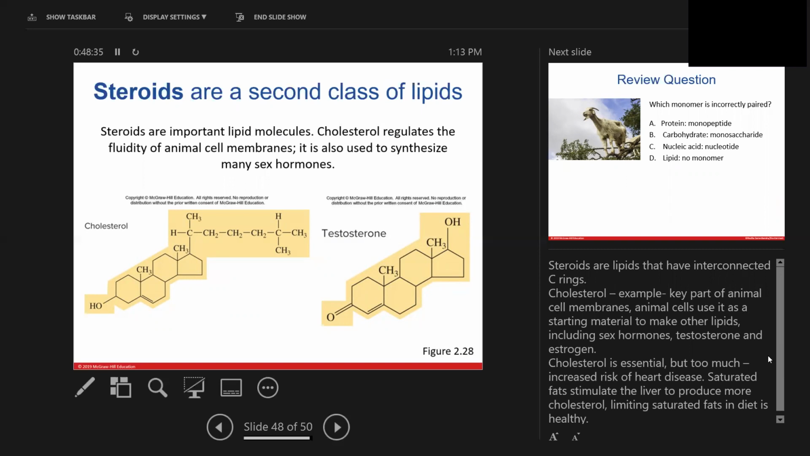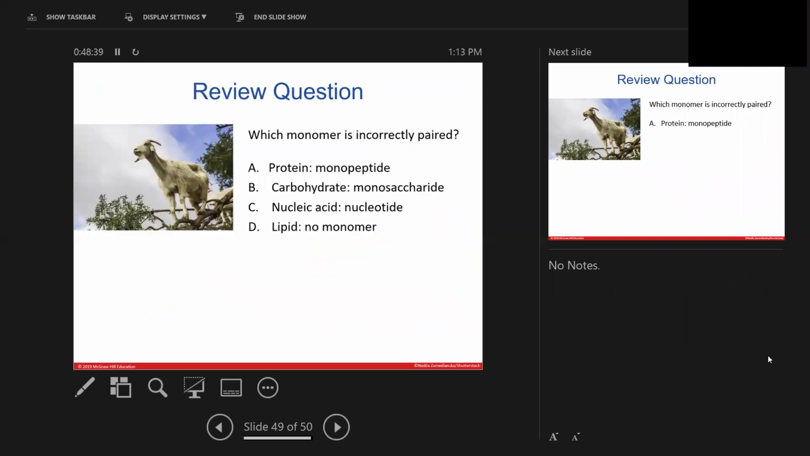All right, so we have one more review question, and then I should be able to get you guys out of here. Quick review question. Which monomer is incorrectly paired? A, protein and monopeptide. B, carbohydrate and monosaccharide. C, nucleic acid and nucleotide. Or D, lipid and no monomer.